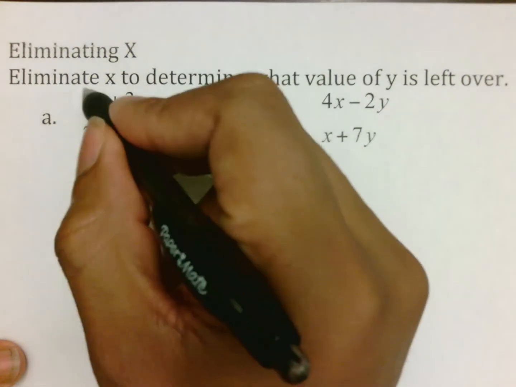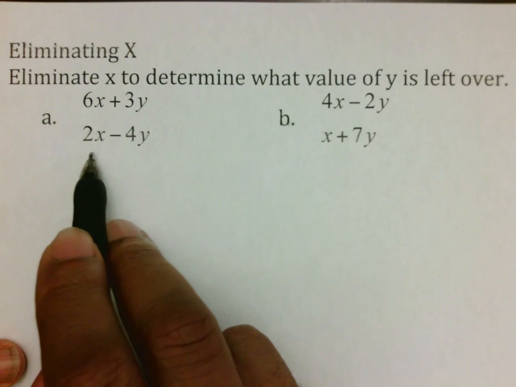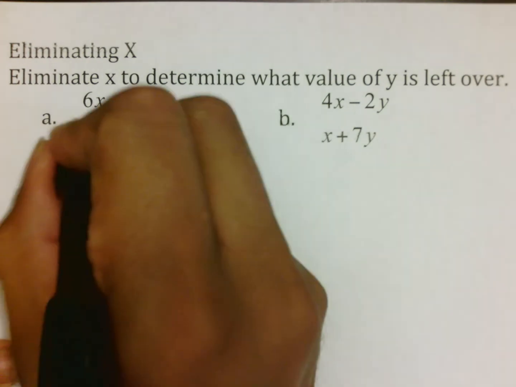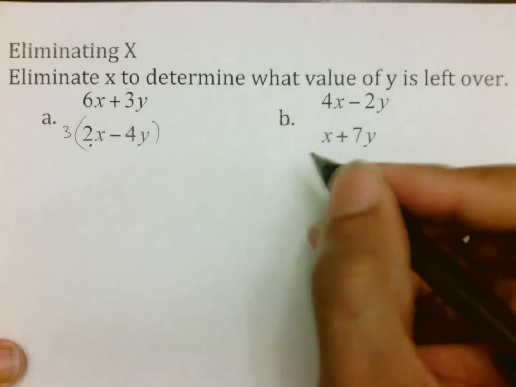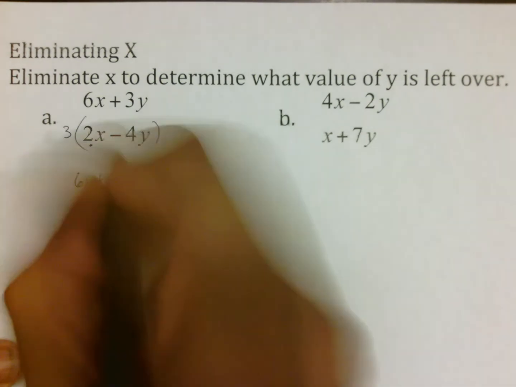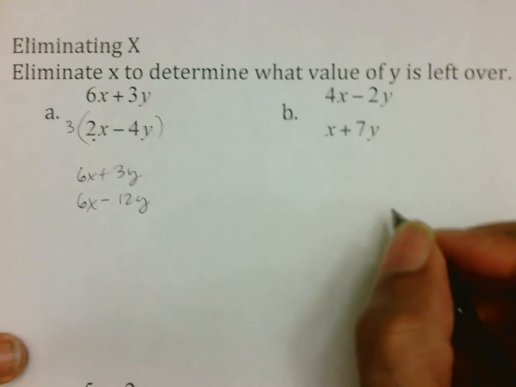Here we go. So you got 6x and 3y, 2x and 4y. Focusing only on the x's, your x's actually meet at 6, because 2 times 3 makes 6. And so I will multiply this by 3. You end up with 6x plus 3y on top. You end up with 6x minus 12y on the bottom.